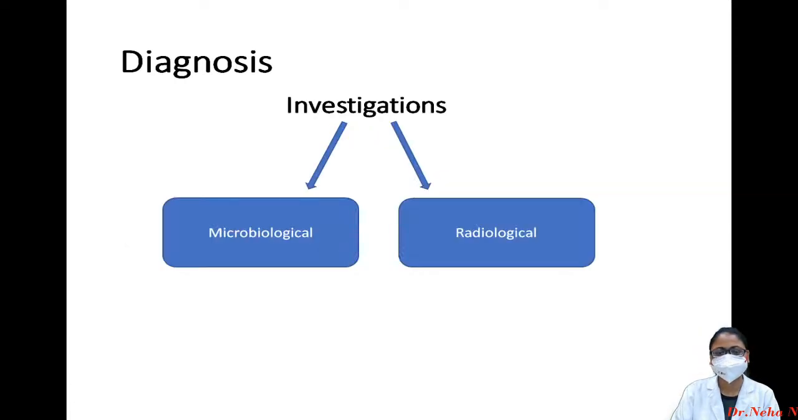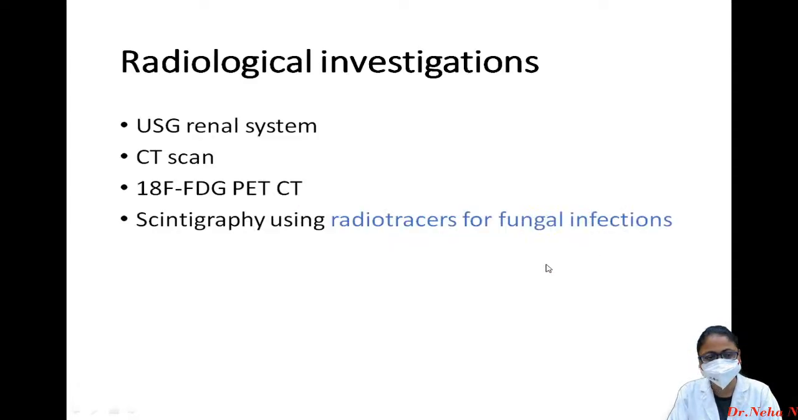Okay. Now coming to the diagnosis, here the investigations can be microbiological or radiological. I'll first describe the radiological investigations. Radiological investigations include ultrasonography of the renal system, CT scan, 18F fluorodeoxyglucose PET scan, PET CT, then scintigraphy using certain radiotracers that are specific for fungal infections.